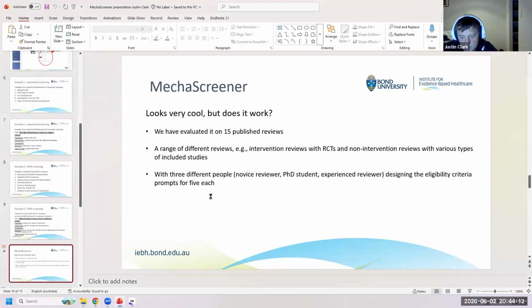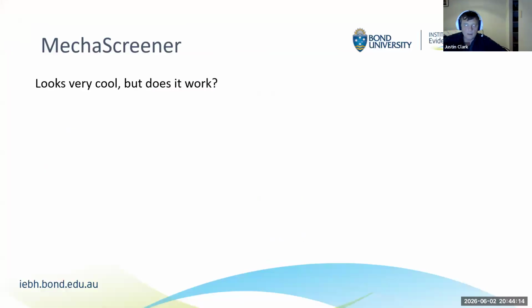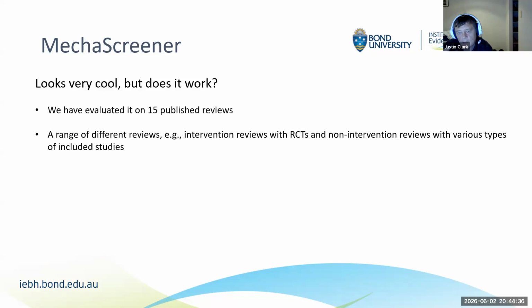So back to the actual stats. It's very important when you're using tools, especially tools driven by large language models or generative AI, to not really trust them and to look for any evaluations of them before you trust them. We've evaluated this internally on 15 published reviews. We evaluated it on a range of reviews: RCTs, reviews with RCTs, but also reviews with intervention studies in them as well, and various types of reviews.